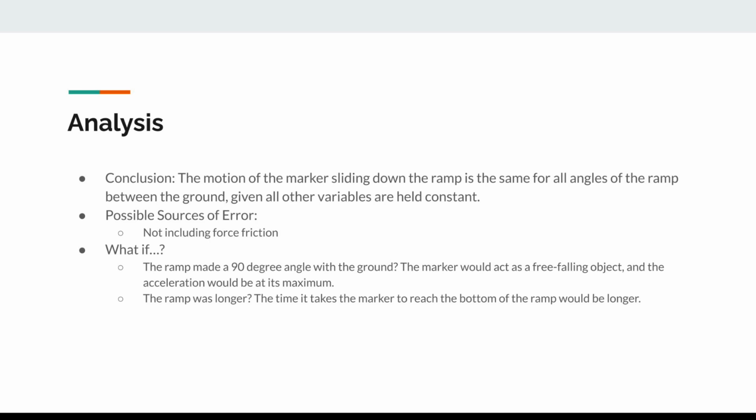Now for a couple what-if scenarios for deeper understanding. What if the ramp made a 90-degree angle with the ground? Then the marker would act as a free-falling object, as we saw in Physics Lab 2, and the acceleration would be at its maximum. What if the ramp was longer? Then the time it takes for the marker to reach the bottom of the ramp would be much longer.